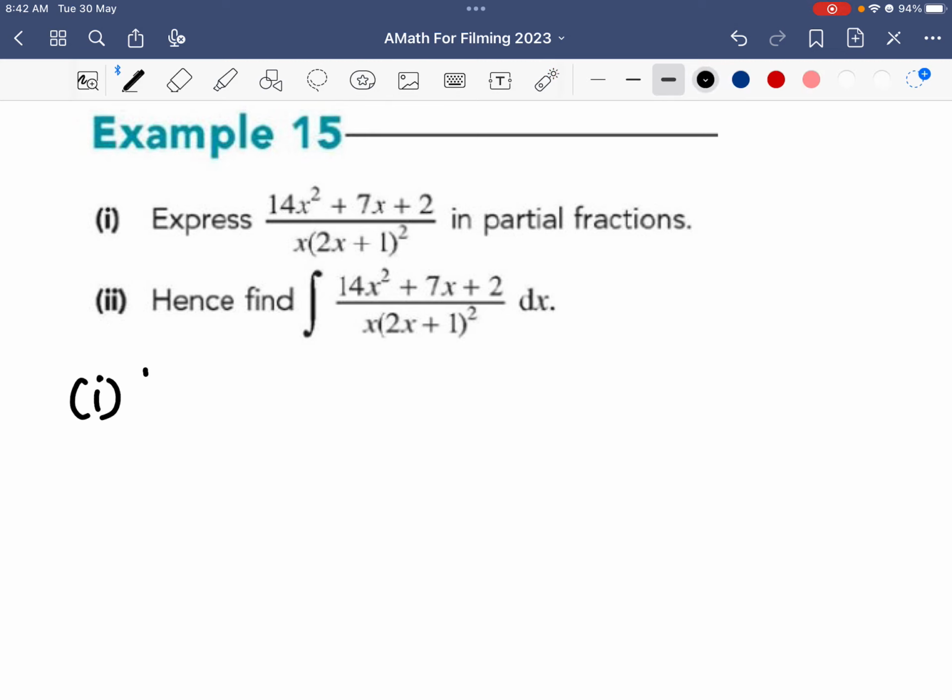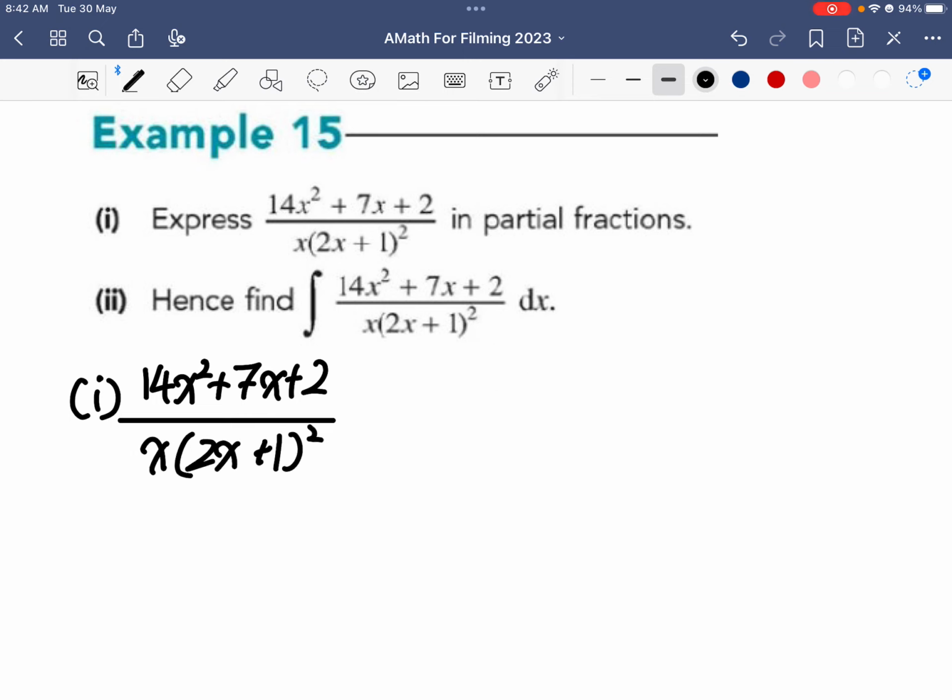So let me just do part 1 first. Part 1 works like this. We are given 14x squared plus 7x plus 2 over x times 2x plus 1 squared. First, check if the order of the numerator is lesser than the order of the denominator. In this case, the order of the numerator is 2, and at the denominator the order equals 3, with x times x squared. So you can begin to express this in partial fractions.